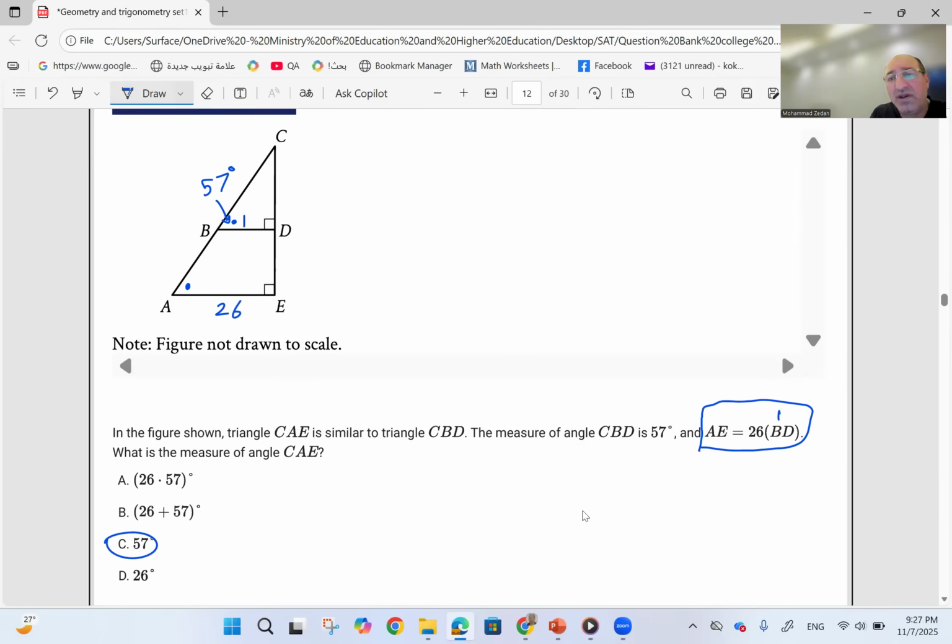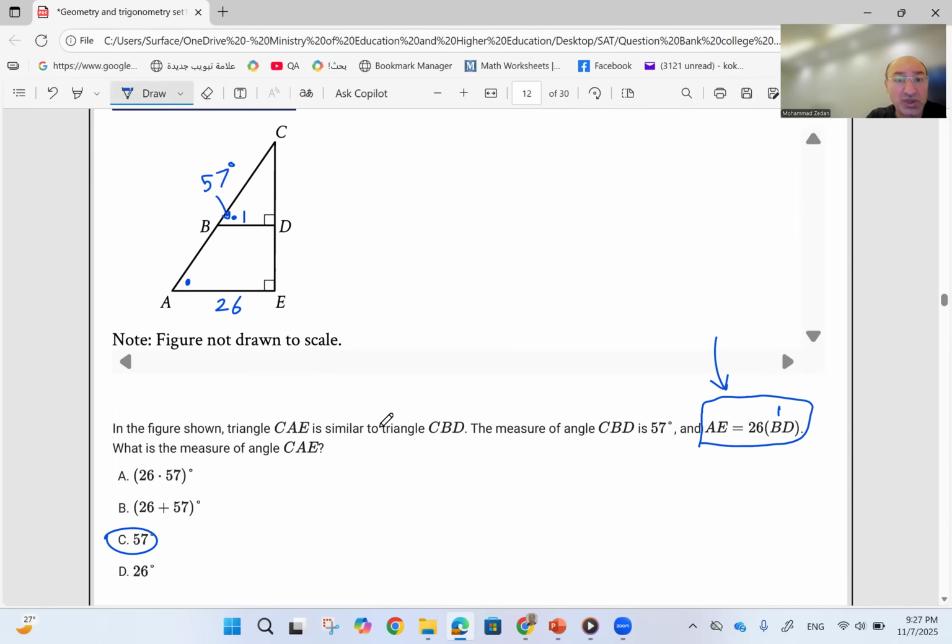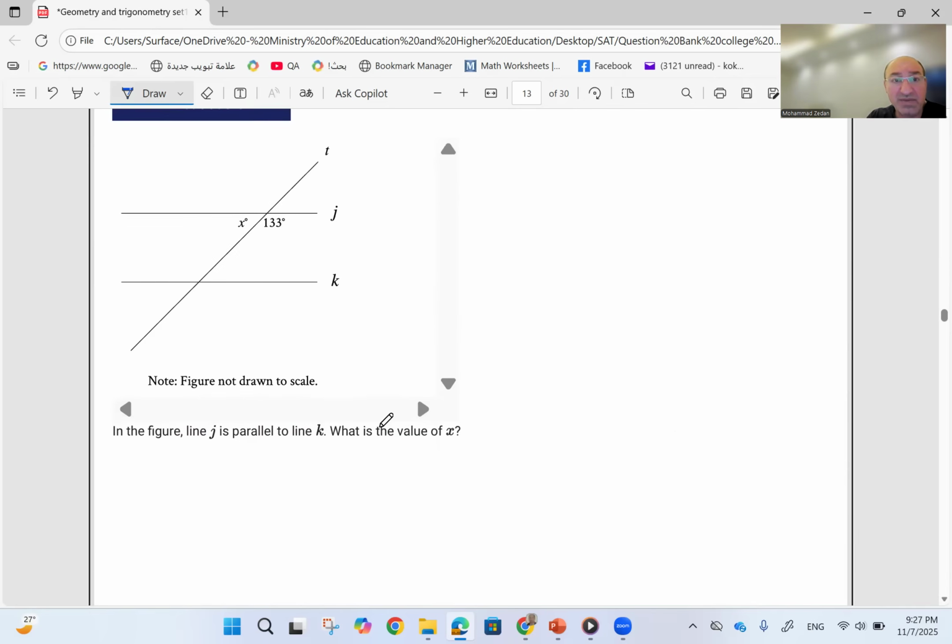Sometimes they give you a ratio just to trick you in an answer, but the ratio is separate from the measure of corresponding angles for any similar figures, triangles, pentagons, any polygons. If they are similar, the measures of corresponding angles are equal. Regardless of the scale factor, how small or big doesn't matter.